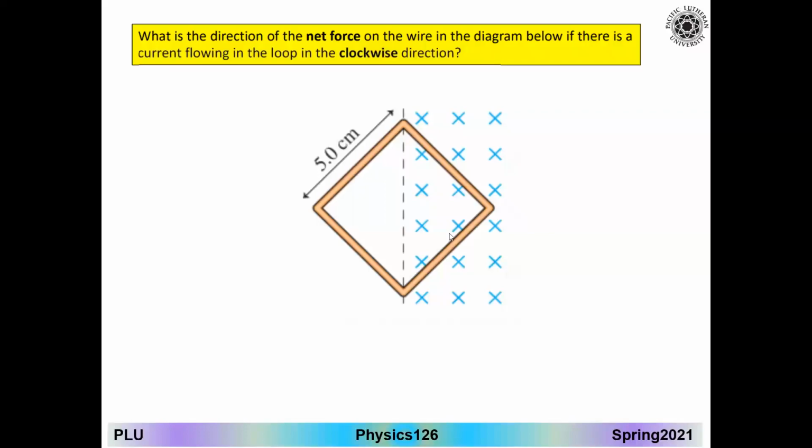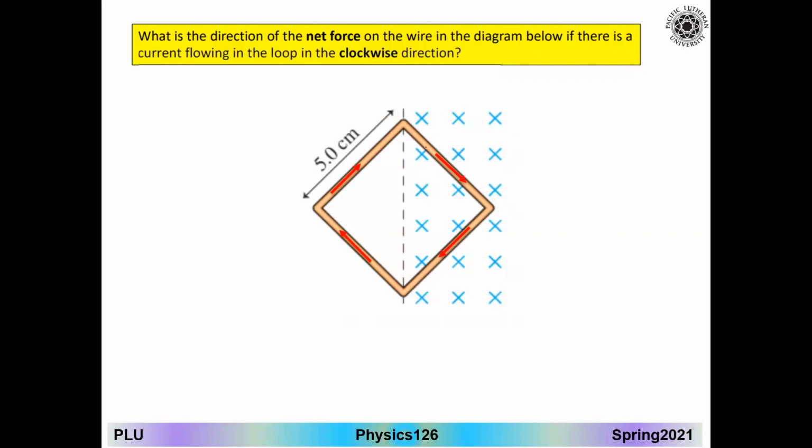Hey guys, let's start with this example. We're asked to identify the net magnetic force direction on the loop located in a magnetic field that points into the page. The current is clockwise. The first part here is our current, the current that goes around my loop.